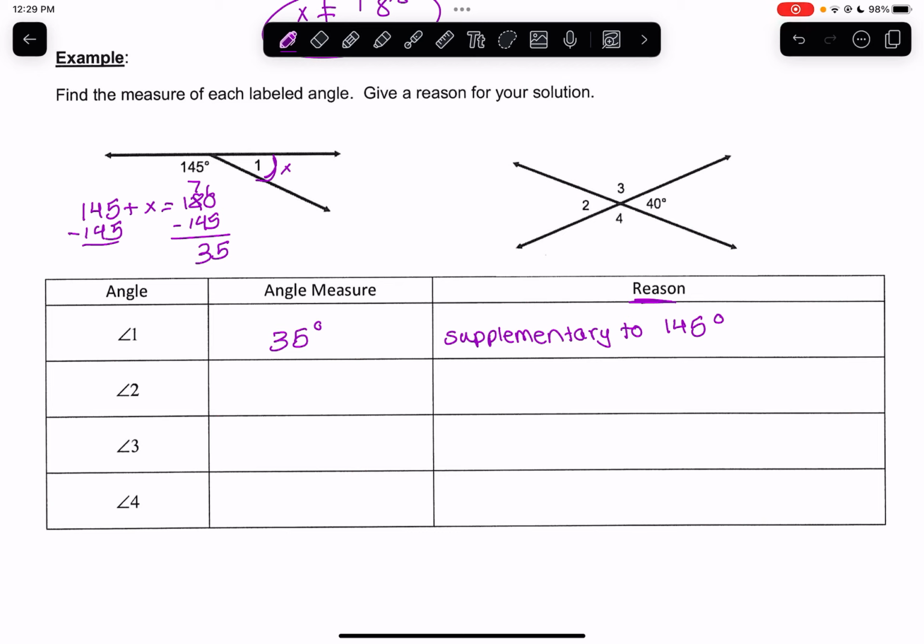And I get X is 35 degrees. Now when I look at the second picture, angle 2 is vertical to 40 degrees. So because of that, I know that it is also equal to 40 degrees.